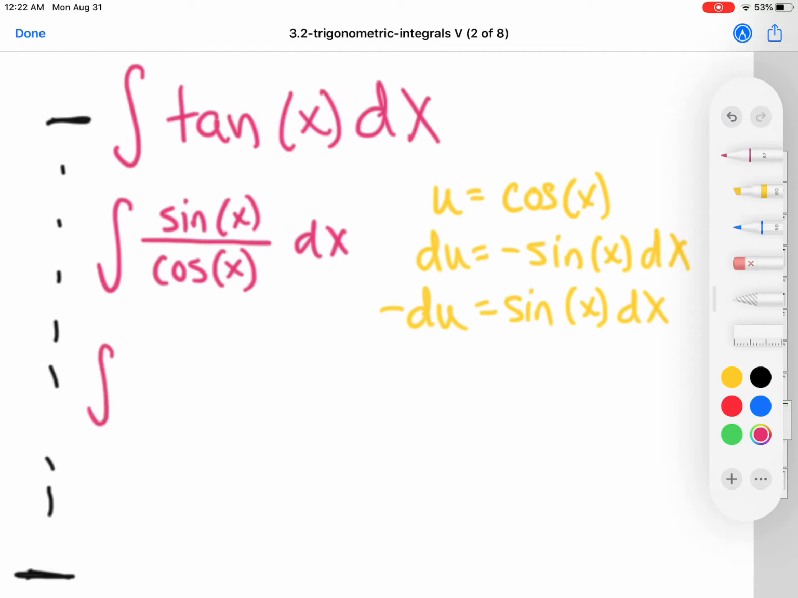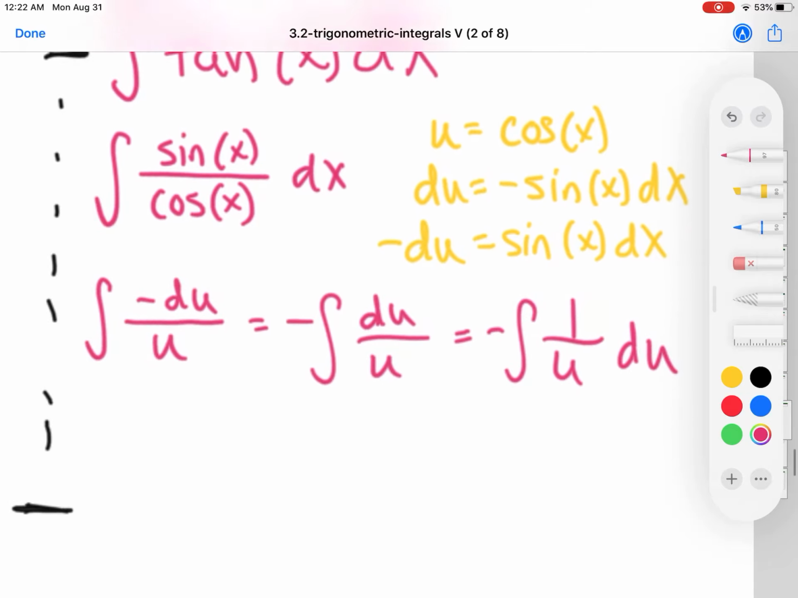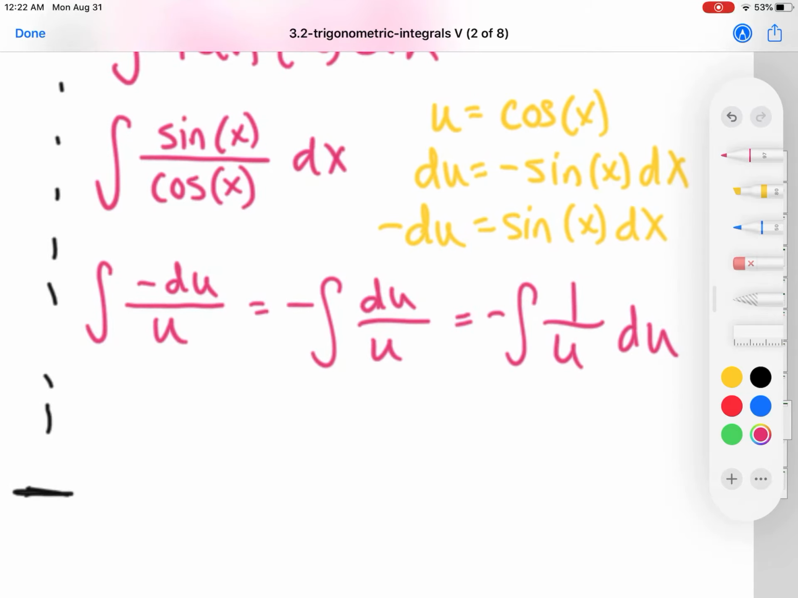And now I think I'm ready to go ahead and substitute. So I'm going to have basically u on the bottom, right? And then I can write negative du up here if I'd like. Now let's bring that negative to the front. So we have negative, and we have du divided by u. That looks kind of weird to write, so if you wanted to, you could rewrite this as 1 over u du, just to help you see it in a slightly different manner.